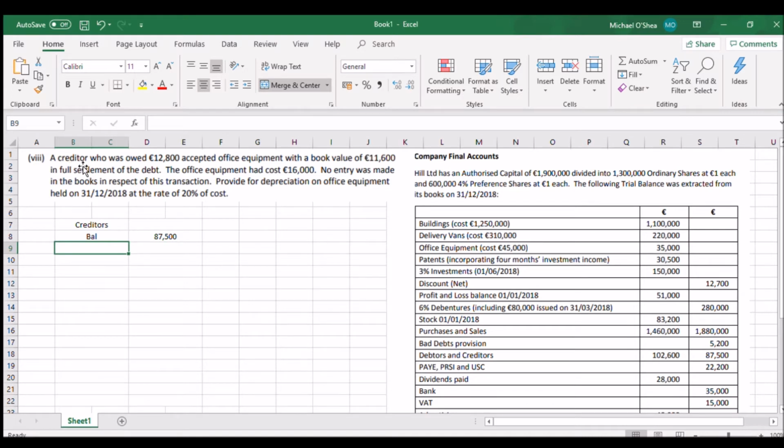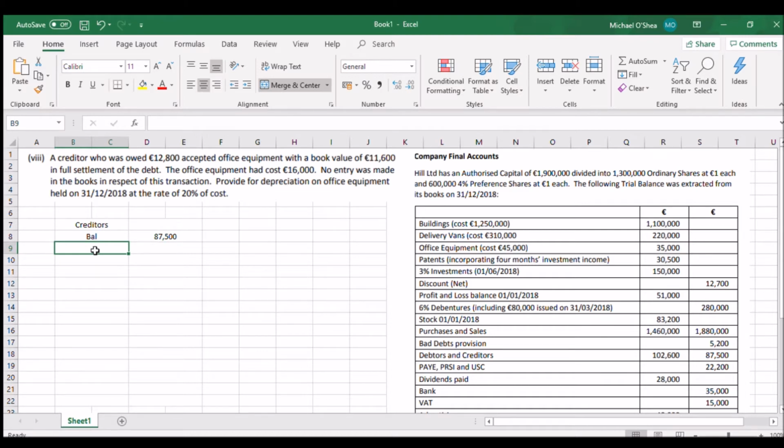A creditor was owed 12,800. They accepted the equipment in full settlement. A creditor is someone we owe money to. If they accept something in full settlement, that means the debt is gone. That 12,800, we no longer owe them a penny. That debt is gone. So I'm going to cancel that debt off.